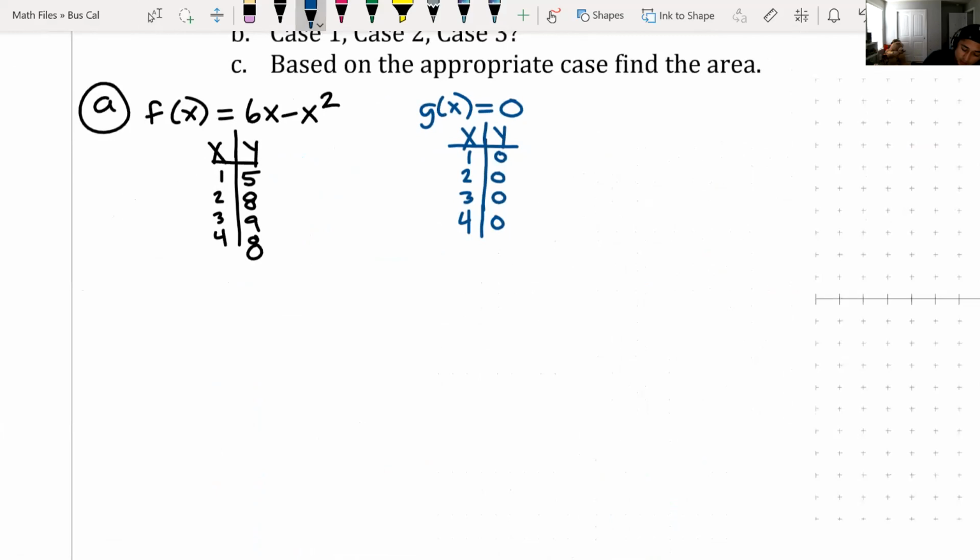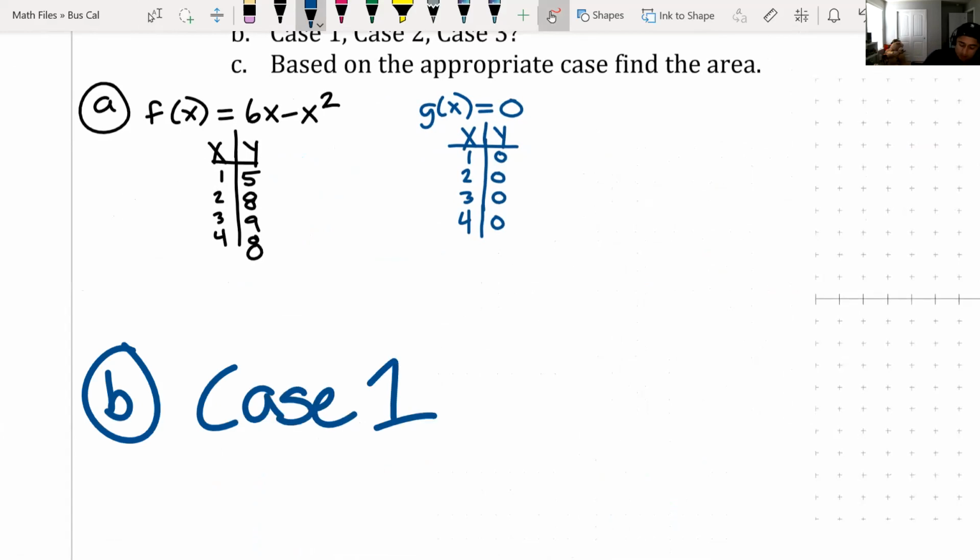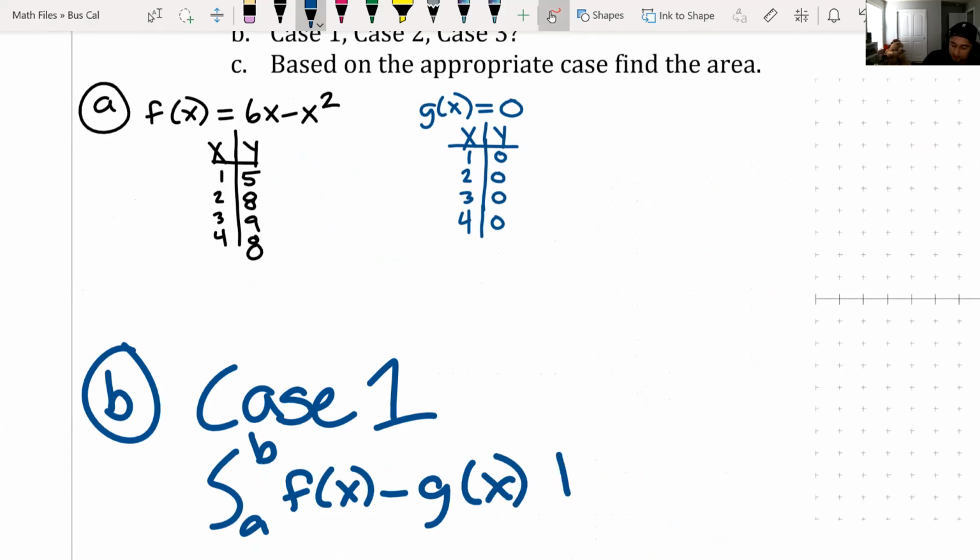So that's all B wants. B says, what case is it? And B says, this is a case 1, meaning we'll use the integral from a to b of f of x minus g of x dx. That's what case 1 says. Okay, which means we can move on to step C to find the area.